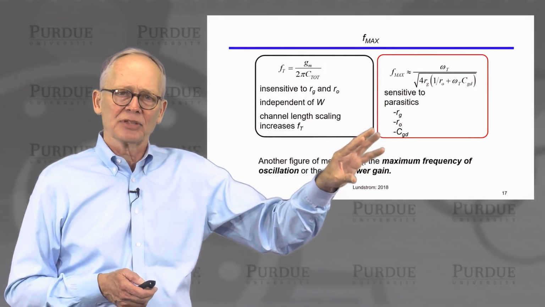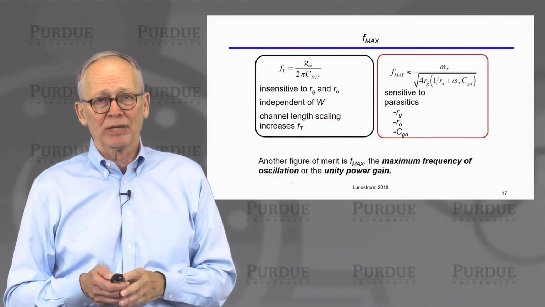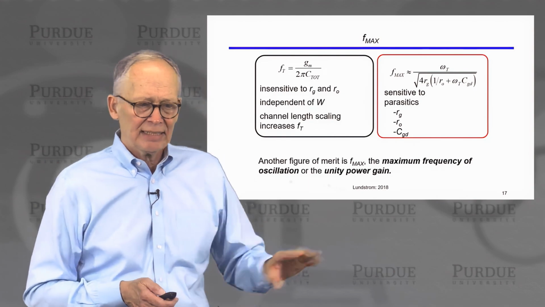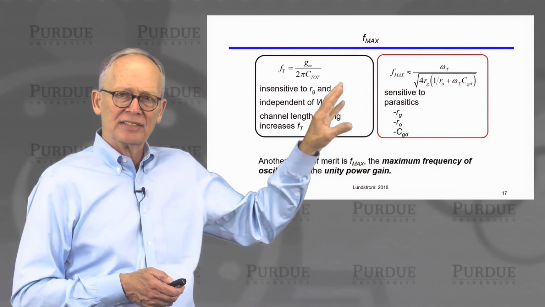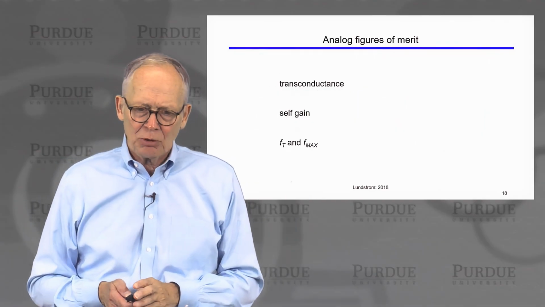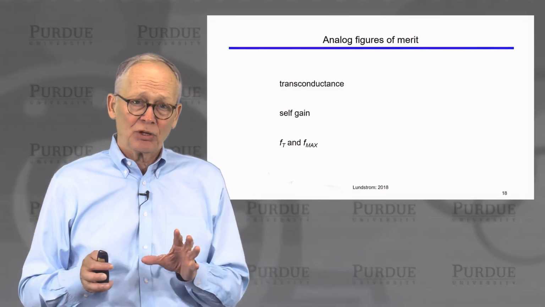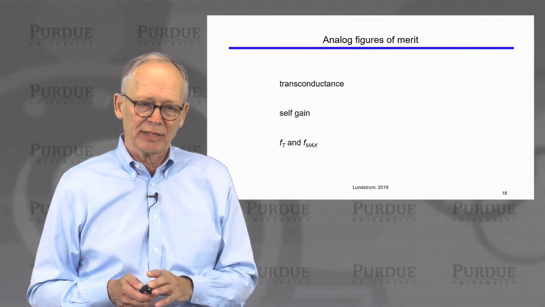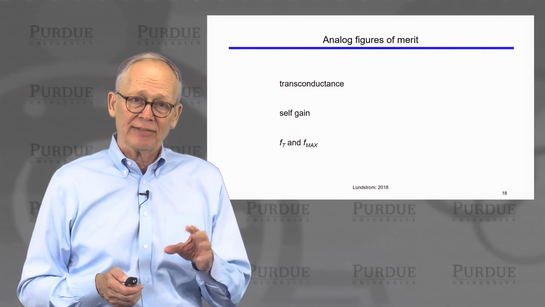frequently, both numbers are quoted. Both numbers need to be high if we want to operate realistic RF analog circuits at high frequencies. Fmax is more sensitive to several of the parasitics that just don't happen to come into play when we measure ft. So both Fmax and ft are important figures of merit. So we've talked about three kinds of important analog figures of merit: transconductance, self-gain, and ft and Fmax.